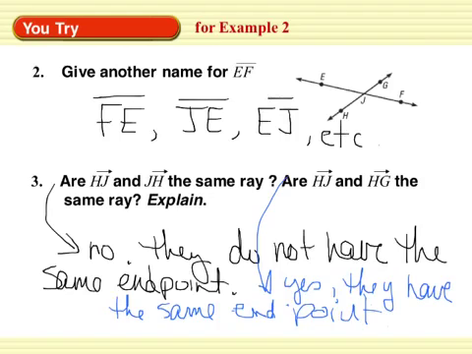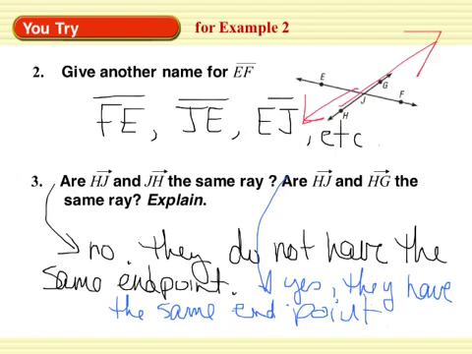Number 3, are HJ and JH the same ray? I have HJ, it goes like this, and JH goes like this. They are not the same ray. They do not share the same endpoint.